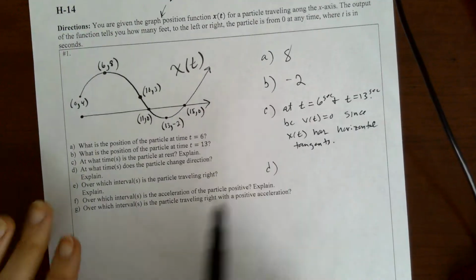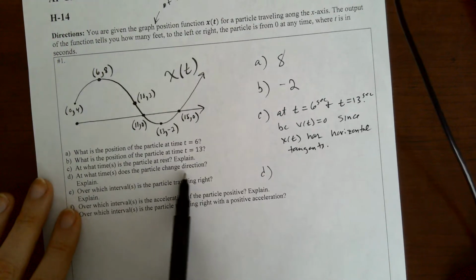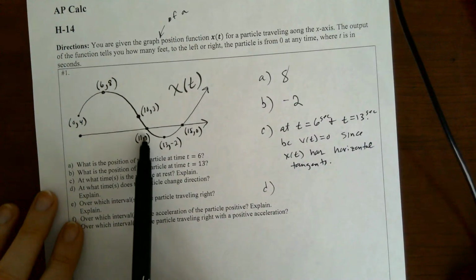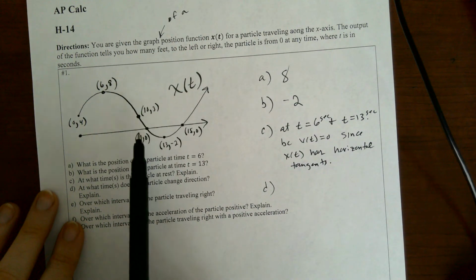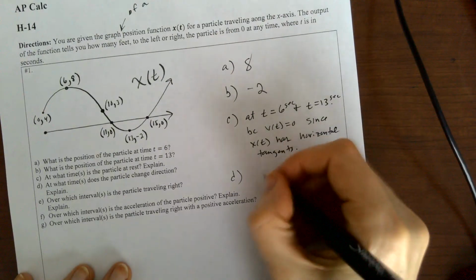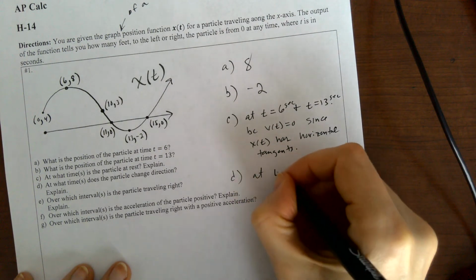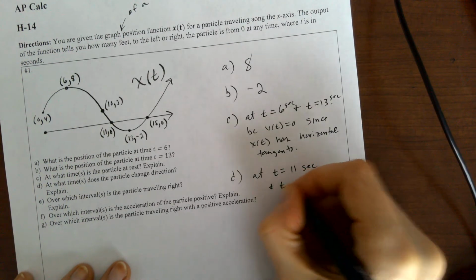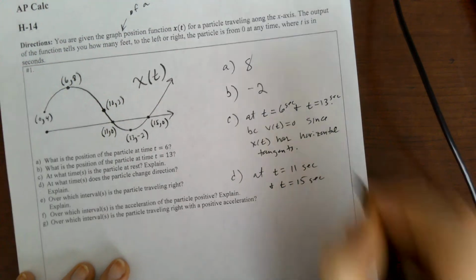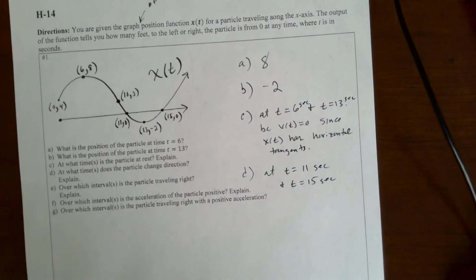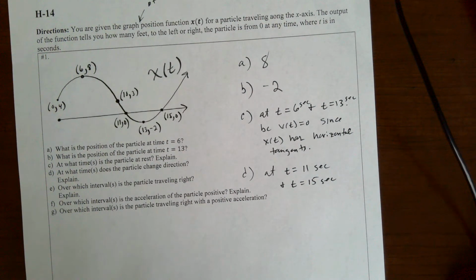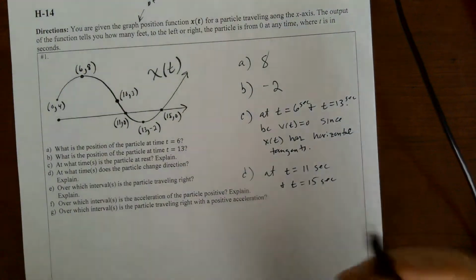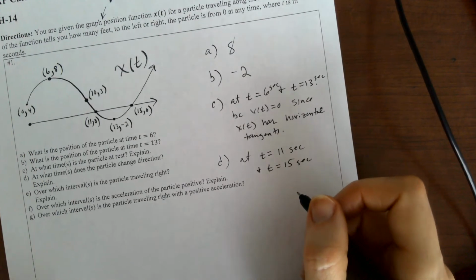Okay, so for part D, at what time or times does the particle change direction? At 11 and 15 seconds. At t equals 11 seconds and t equals 15 seconds. Now, why? All right. And we'll say that, no, I'm wrong.